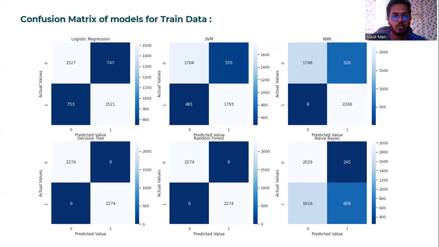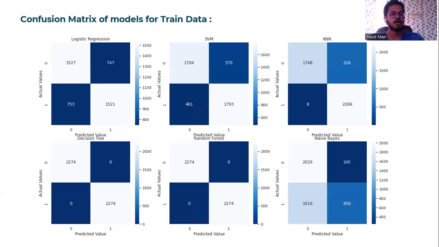and 753. What does 753 mean? 753 means the person has a risk, but the model shows the person has no risk. And 747, what does 747 mean? The person has no risk, but it shows a risk. Likewise, you can observe this for the SVM model, the KNN model, and also the decision tree, random forest, and naive Bayes.